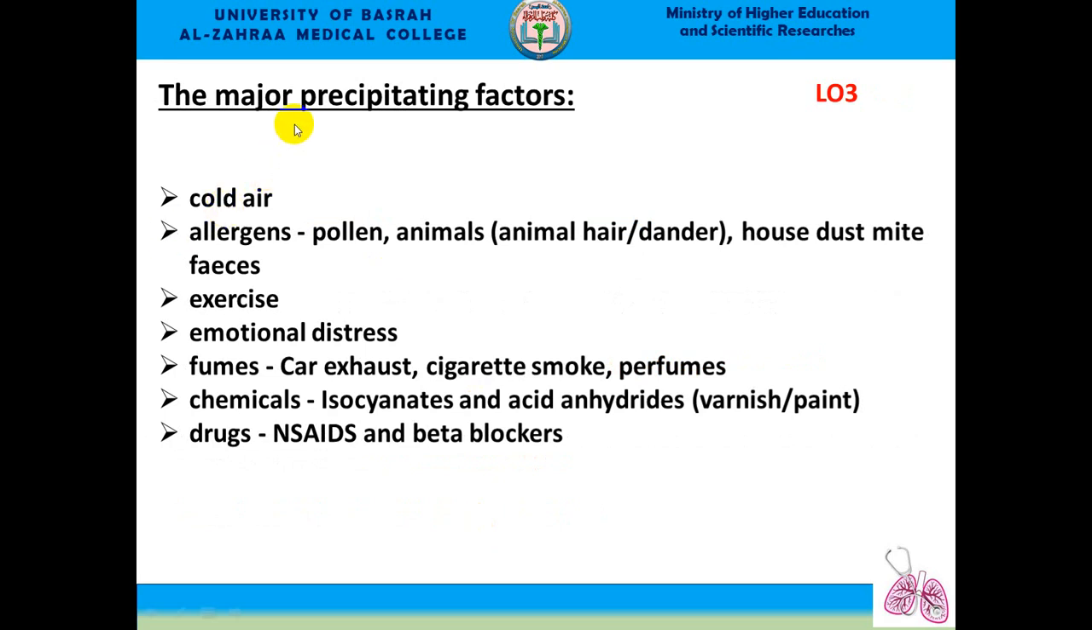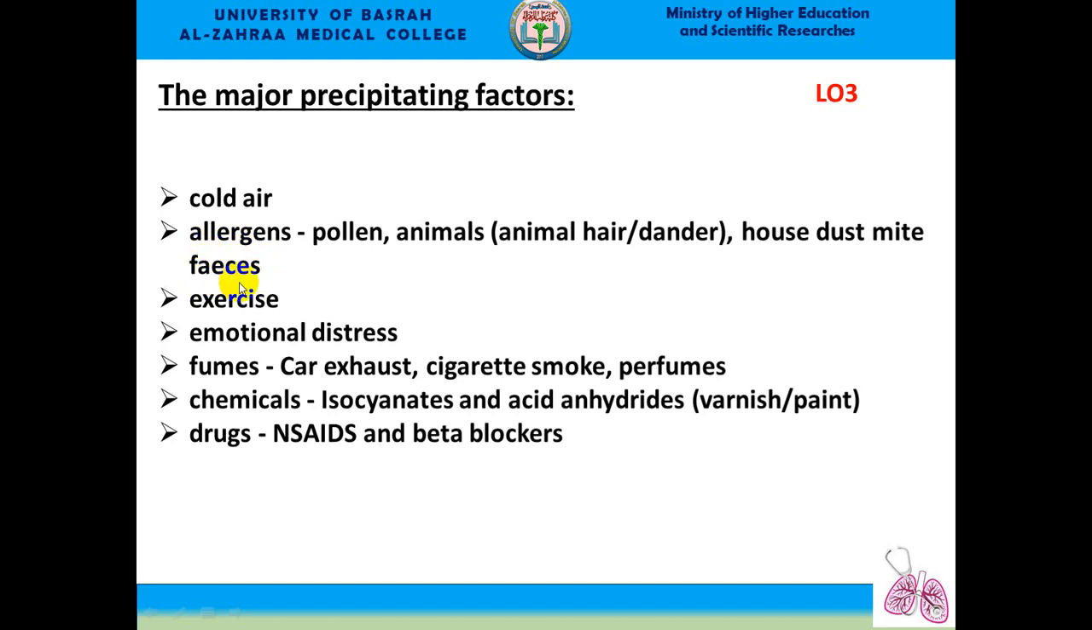So what are the major precipitating factors or allergens that we talked about earlier? First of all is the cold air. So people with asthma might have an asthmatic attack when they are exposed to cold air. Second, different types of allergens like pollen, animals' hair and dander, house dust mite feces. There is a mite which is called house dust mite. We cannot see it with our usual eyes, only by microscope.